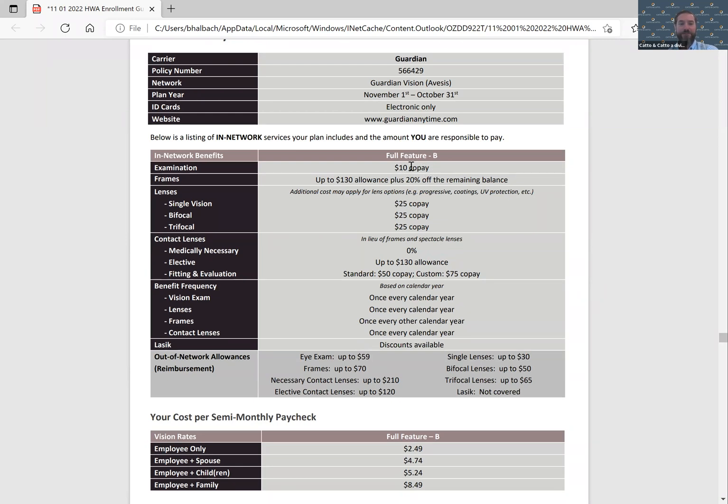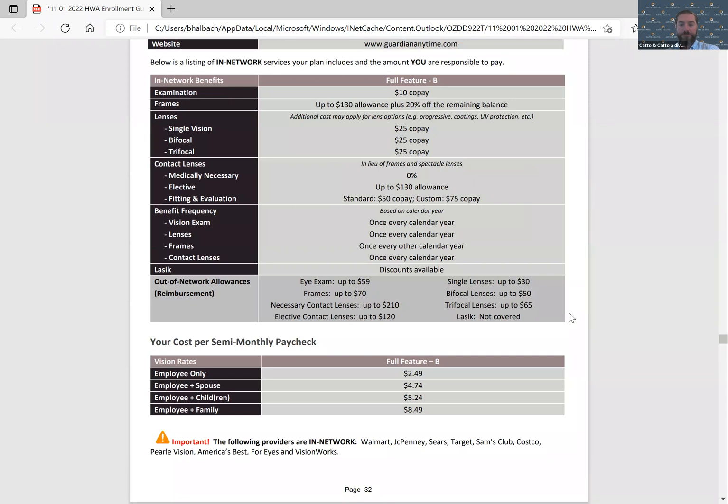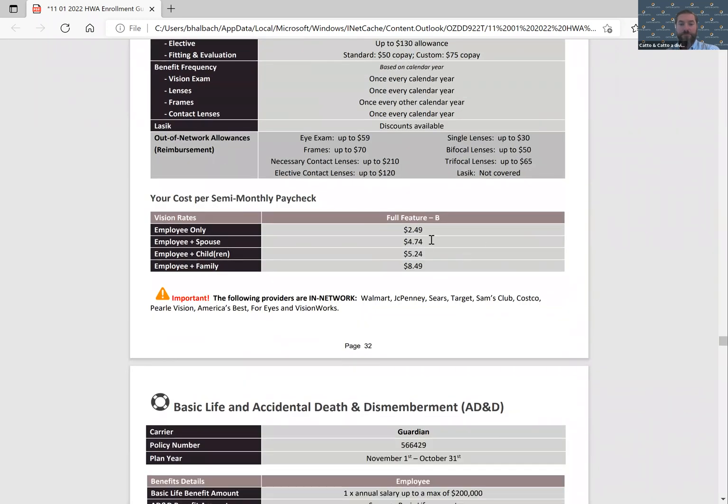So you walk in and you'll get a $10 copay, and then you'll have a decision to make. Do you want lenses and frames, or do you want contact lenses? You can get the lenses that go in the frames at $25, unless you're really, really blind. Then you'll be out more than a copay. That's what I have to do. And then you'll get a $130 allowance for those frames and 20% off the remaining balance. Or you go the contact lenses route and they'll give you $130 for that. Not super expensive.